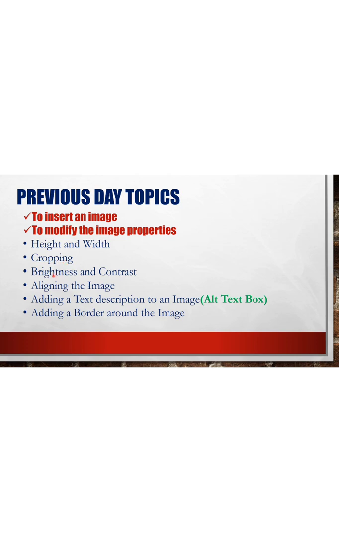Next, you can also modify the brightness and contrast of the image. You can also align the image. You can align the image to the right or left of the text paragraph. Next, you can also add a text description to an image. In the property inspector, you can see the alt text box option. In that, you can enter the text description so that this text will appear on your image. You can also add a border around the image.